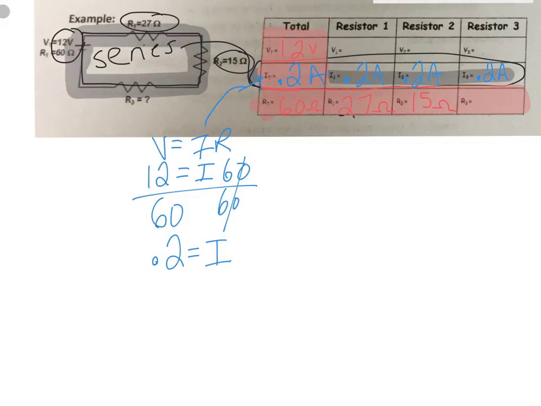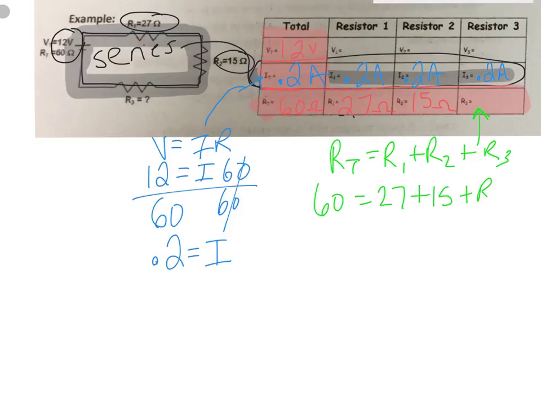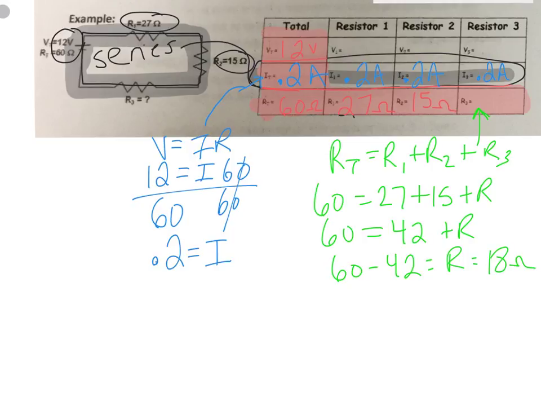In order to solve for the resistance down here, the next area that I have the majority of that information, I'm going to apply the equation from up above, where the total resistance is equal to the first resistor plus the second resistor, so on and so forth. So 60 is 27 plus 15 plus our missing R. 27 and 15 gives me 42. And so rather than adding to get my R, I'm going to subtract. So 60 minus 42 will give me my missing R, a value of 18 ohms.